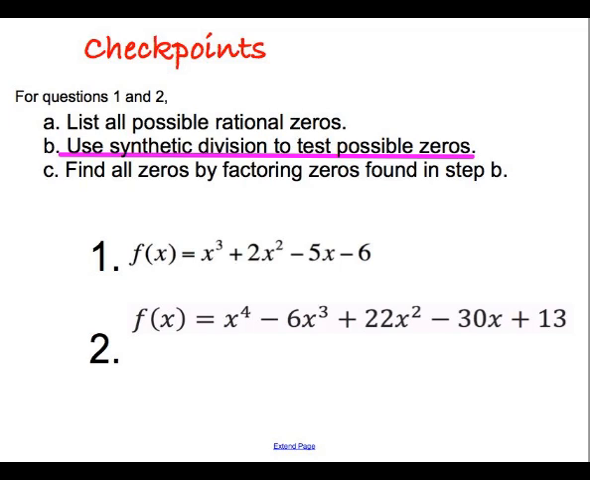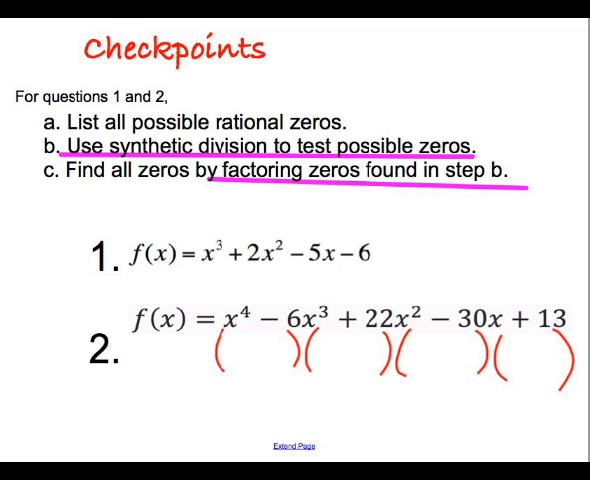And then find all zeros by factoring them that you found. So your goal is to try and rewrite these in factored form. So in the end, I could have up to 4 factors for this one. And for this one, I could have up to 3. But use synthetic division to try and work through that process and try to get there and bring your questions to class.